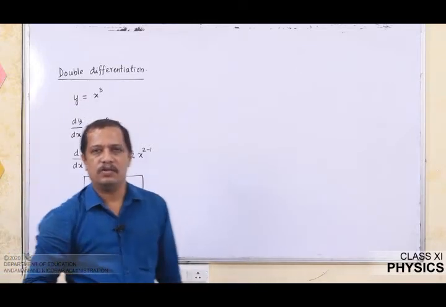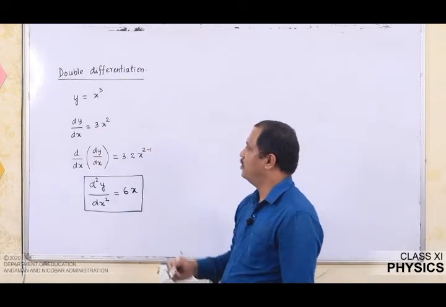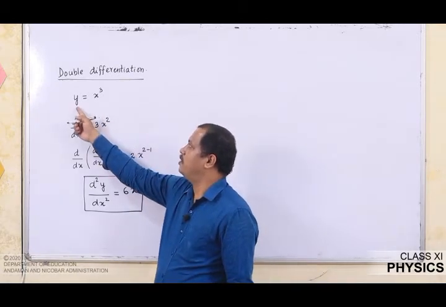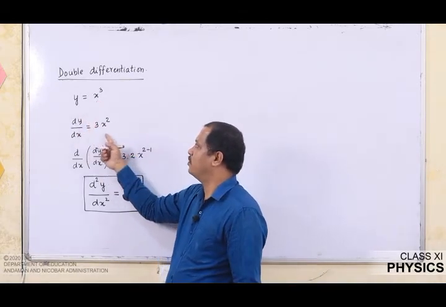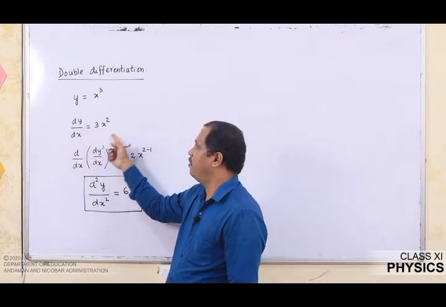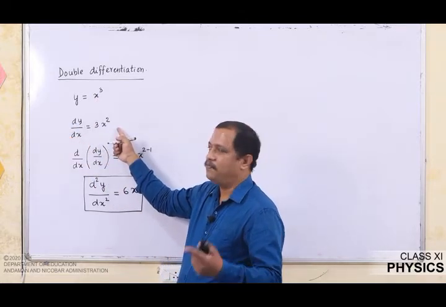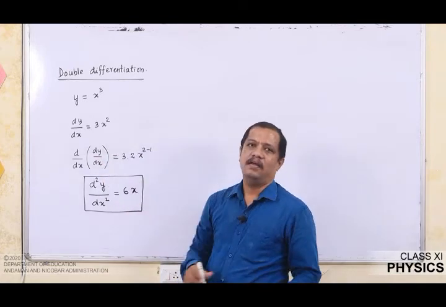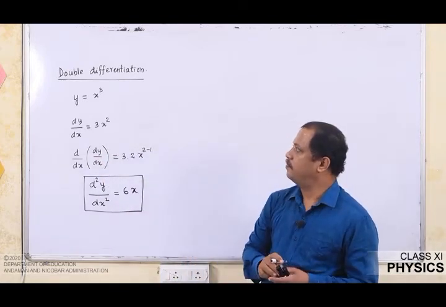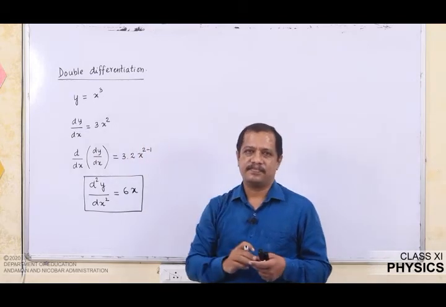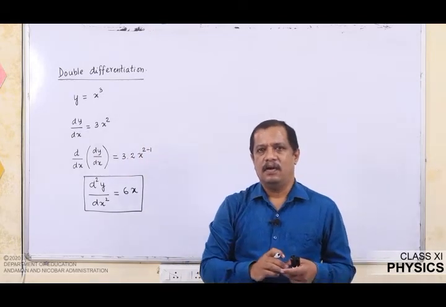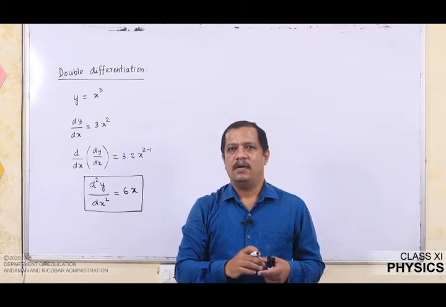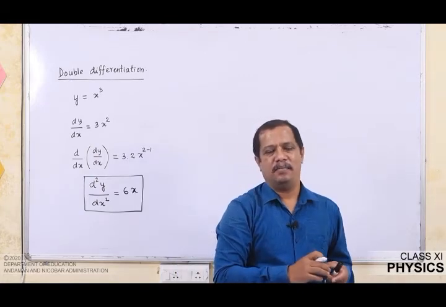So hopefully you understood that. When we say double differentiation, it is nothing but you differentiate the given function once, and whatever you get after differentiating, you again differentiate that function, and that will be the final answer of double differentiation of this function. Now let us see another concept called maxima and minima.